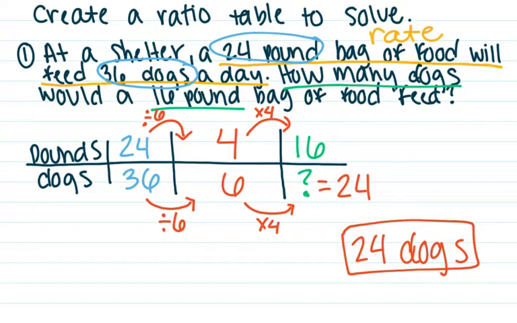So ratio tables are really good because you can use them to set up problems in order to find those missing pieces of information. Because again, it's just a table full of equivalent ratios. I hope this video helped you figure out how to solve for missing pieces of information using ratio tables.